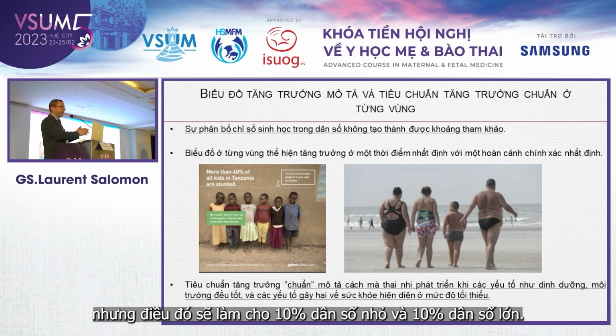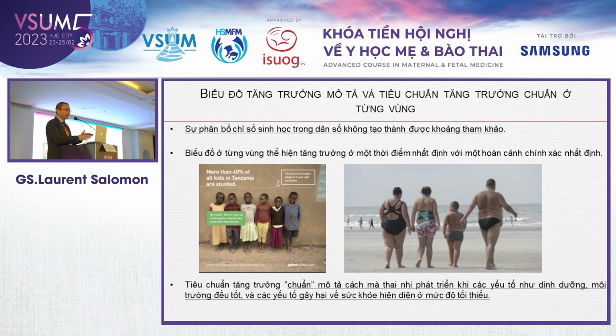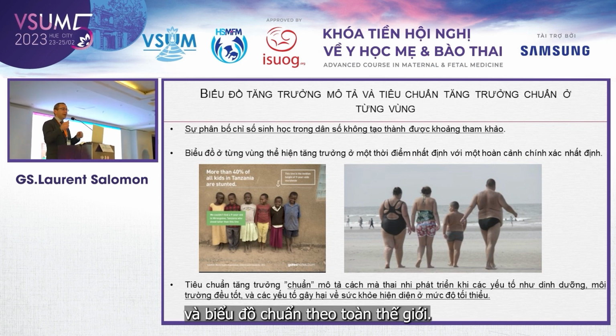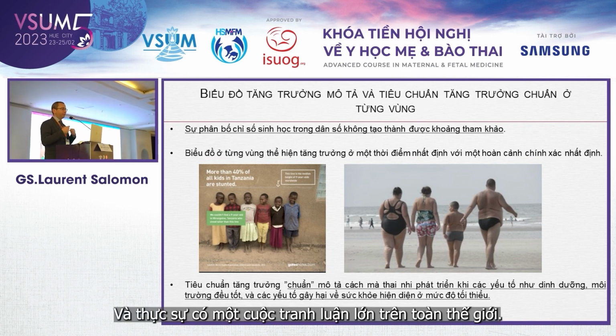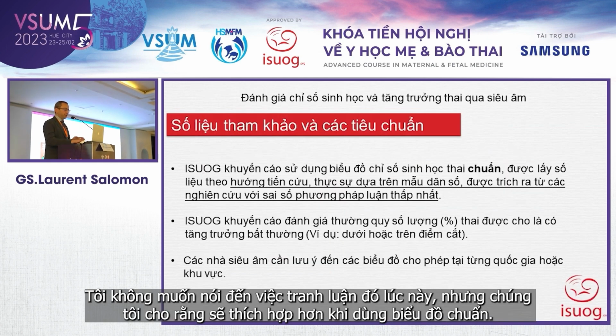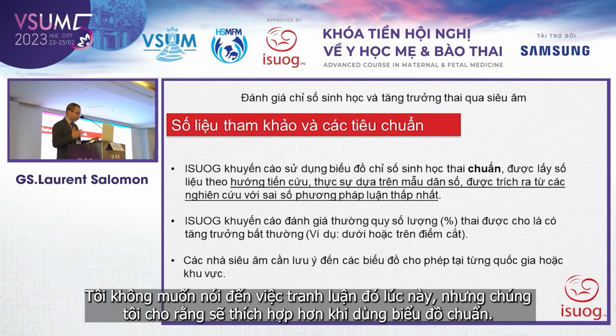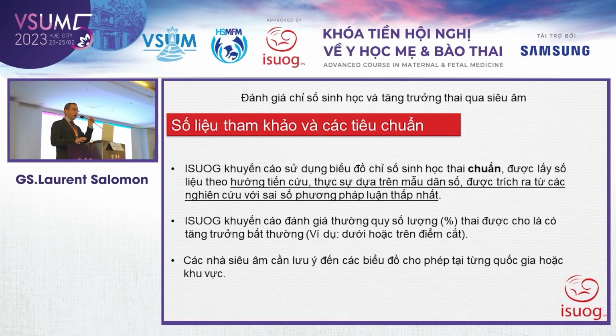a population, but that will make 10% of the population small and 10% of the population large, whatever happens, and prescriptive charts that would be more universal charts. And there is really a big debate all over the world. I don't want to enter this debate right now, but for ISUOG, we said that it would be probably more appropriate to use prescriptive charts all over the world, because this defines how individuals should grow, and this was recommended by the World Health Organization.